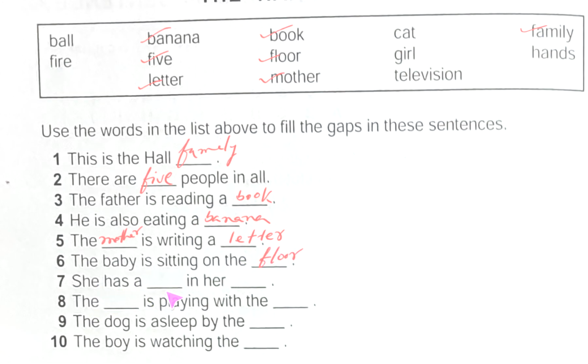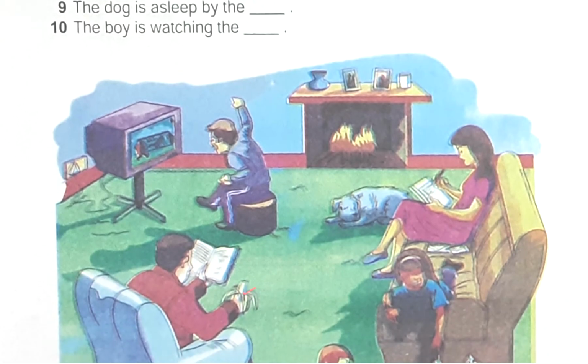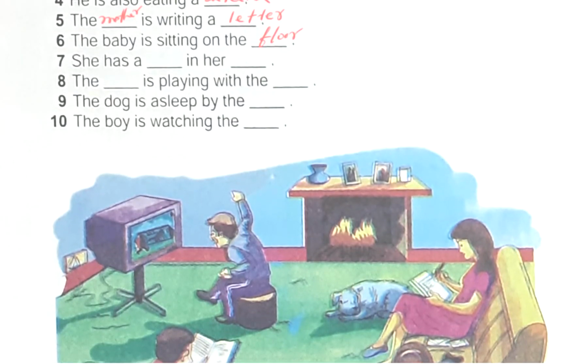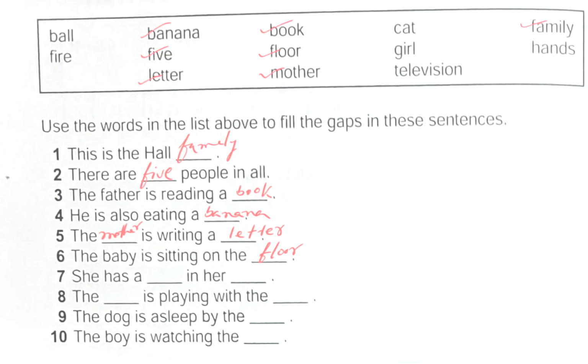Next, she has a dash in her dash. So let's see in the picture what we can get here. She has a ball in her hand. So here let's see, here ball and hand. So we can write she has a ball in her hands.